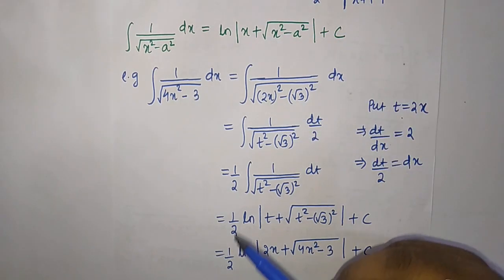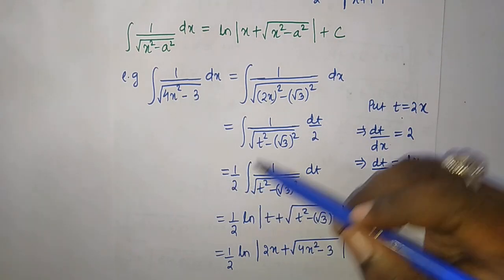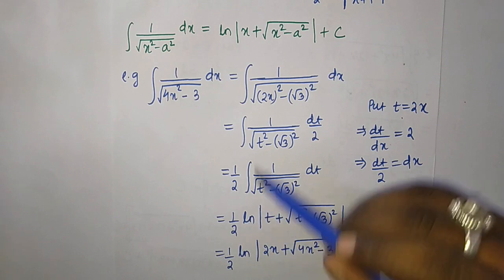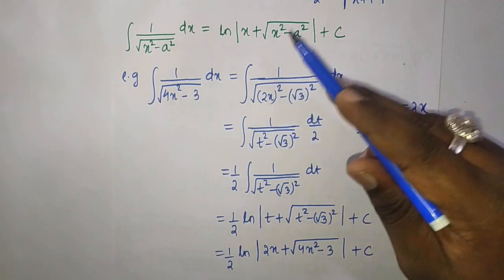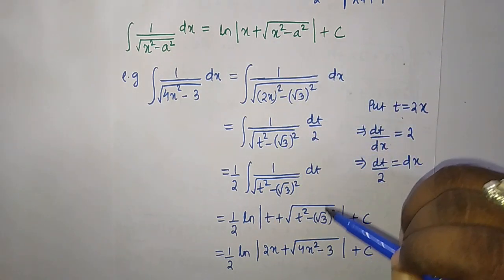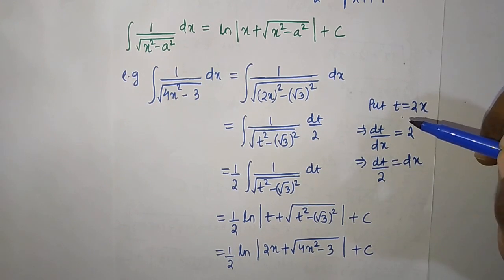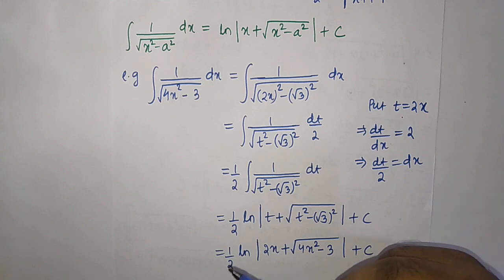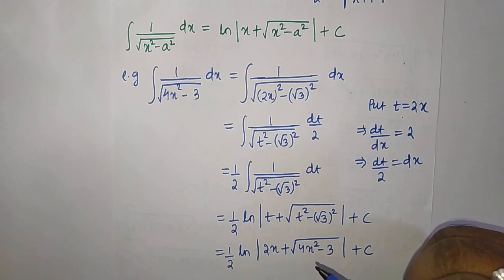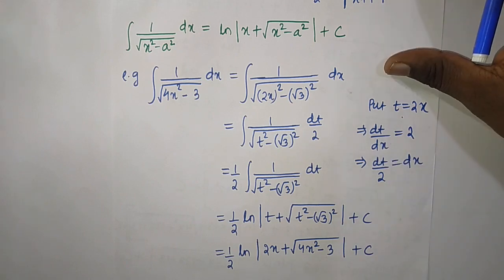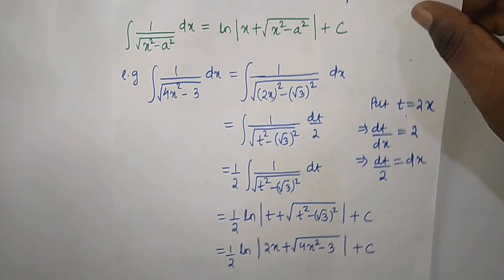So here is the formula. This is equal to 1 by 2 term which was initially there, 1 by 2 into ln modulus of t plus root over of t square minus a square. A square means root 3 square. And putting the value of t, that is 2x in place of t, we will get 1 by 2 into ln modulus of 2x plus root over of 4x square minus 3 plus c.